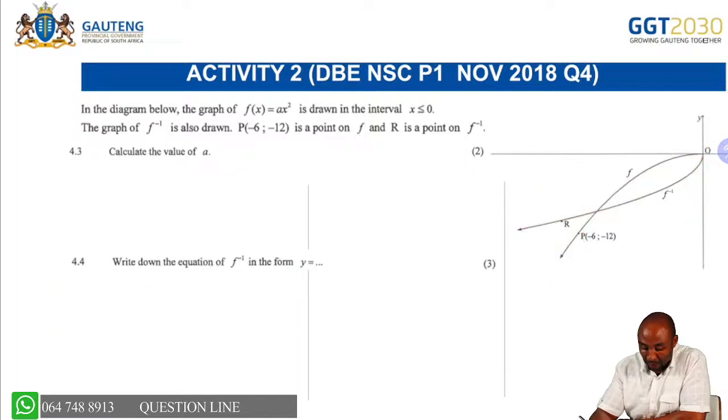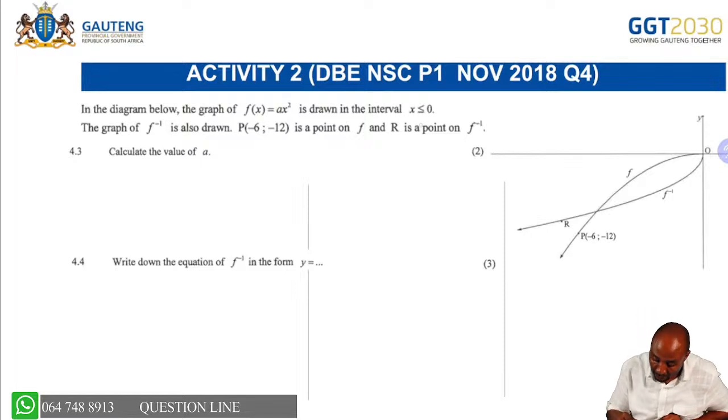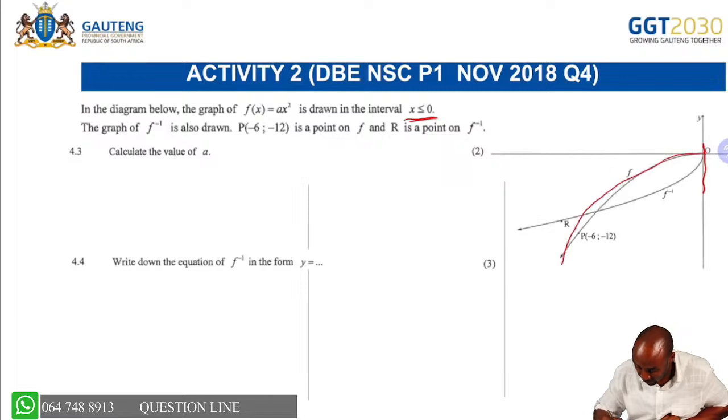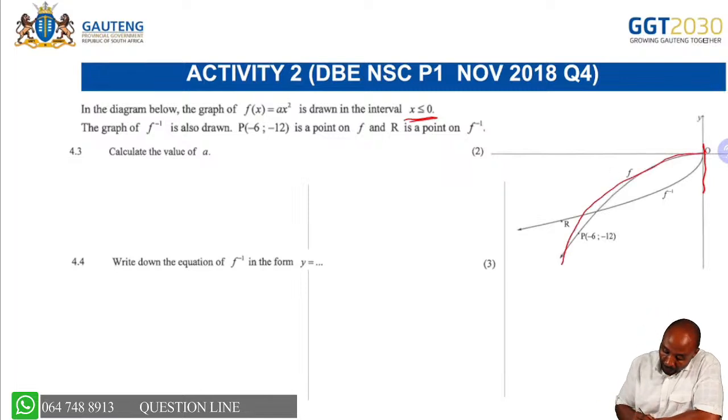Calculate the value of a. So now our restriction is x must be less than 0. We are only dealing with the arm of f which is concave down, this one here. It says calculate the value of a. So in other words, our f is concave down, meaning our a has to have a negative value.